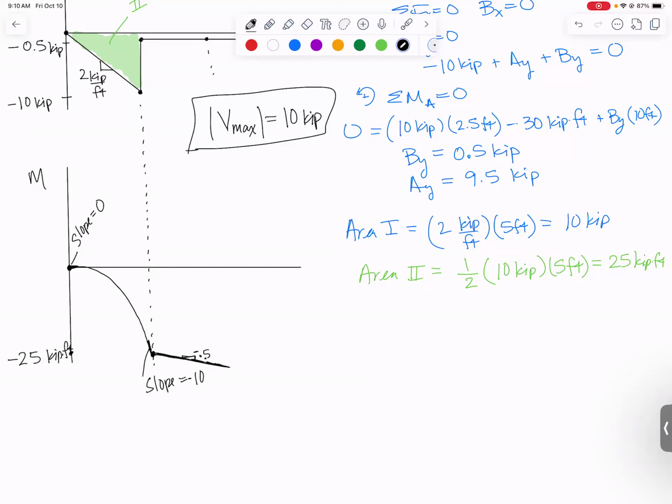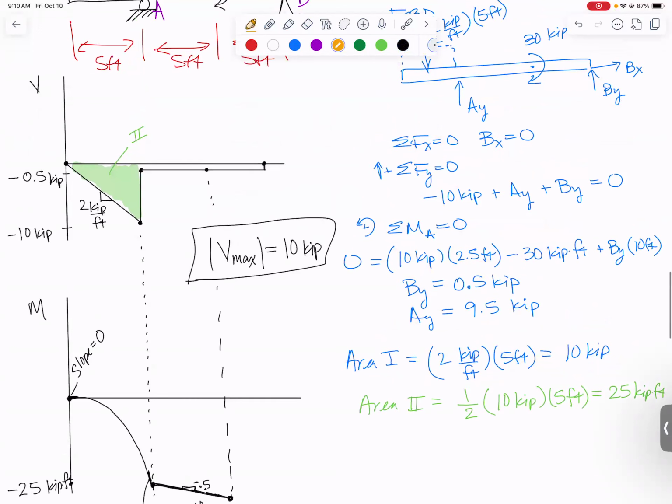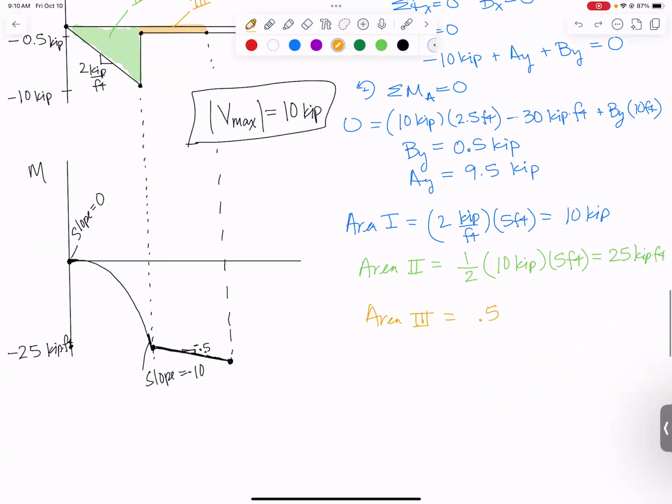Where are we going to end up when we get to this point on the curve? Well, we can figure that out by using the area under the little rectangle that goes from there to there. Area 3. Let's figure out how big it is. It's a rectangle, so its area is going to be 0.5 kips times 5 feet, which is 2.5 kip feet. So we were at -25, we go down a little more, we end up with -27.5 kip feet.